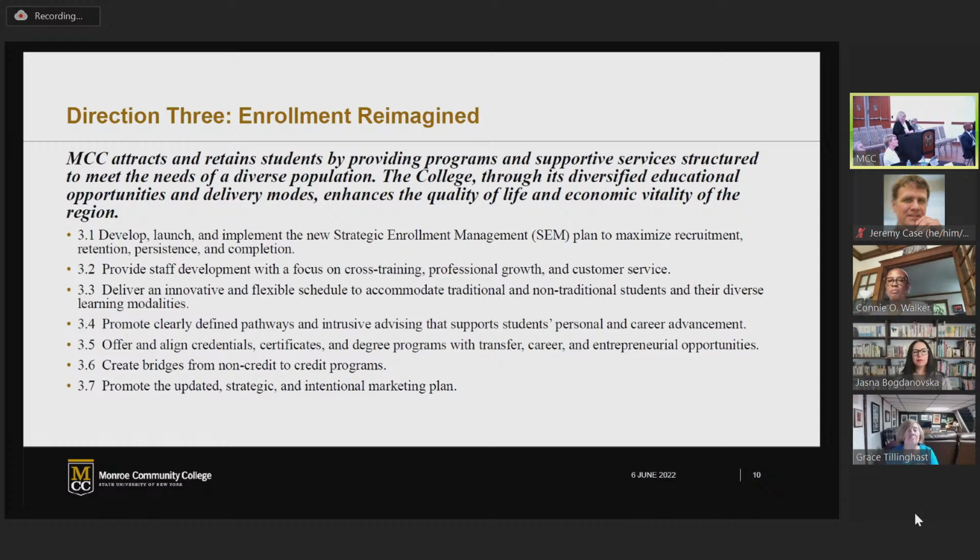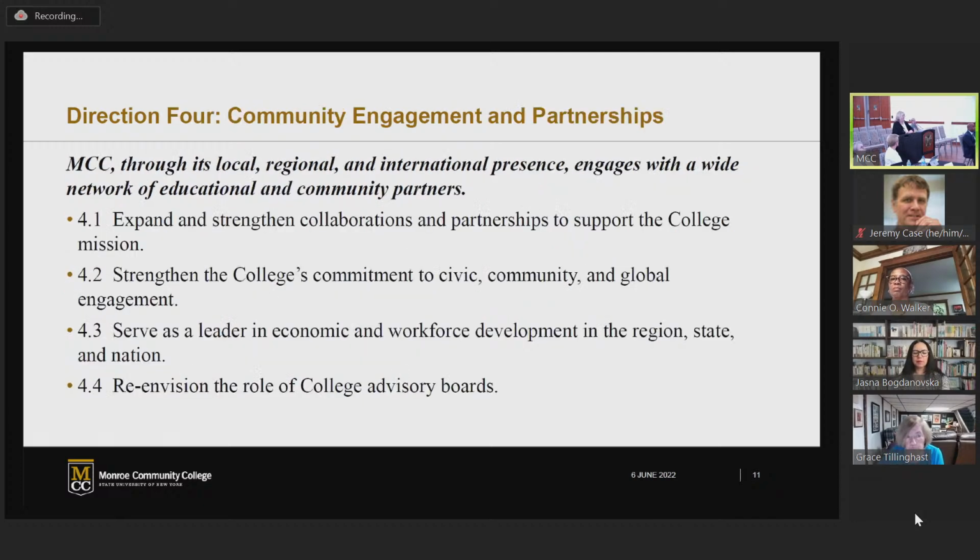Direction 3, enrollment reimagined. This specifically focuses on one of the many challenges we and many other institutions are facing, enrollment. Here we look at the development and implementation of a new strategic enrollment management plan, the SEM plan. Hopefully that will address many of the issues we are experiencing and we know other institutions are. It talks about our clearly defined pathways. It looks at intrusive advisement, building bridges from non-credit to credit programs, and it also talks about a new marketing plan that is being developed. Can we move on to direction 4, please?